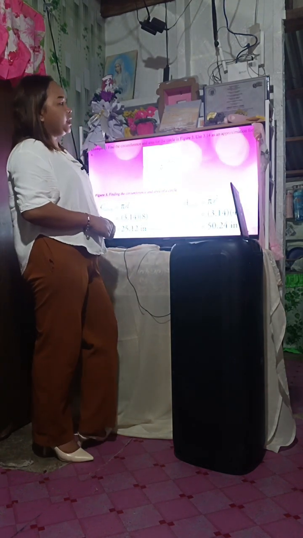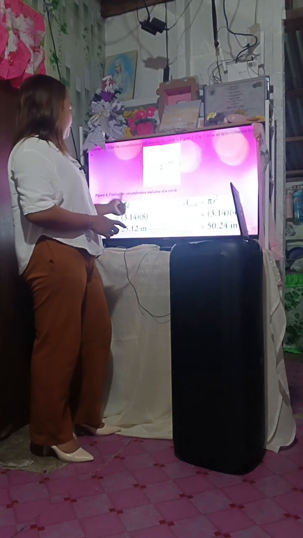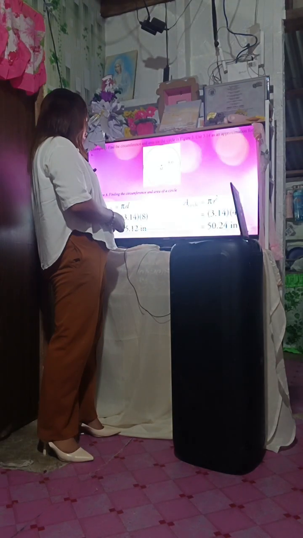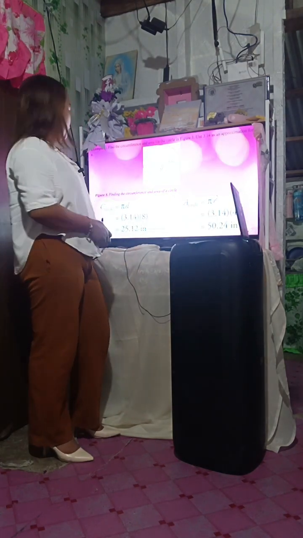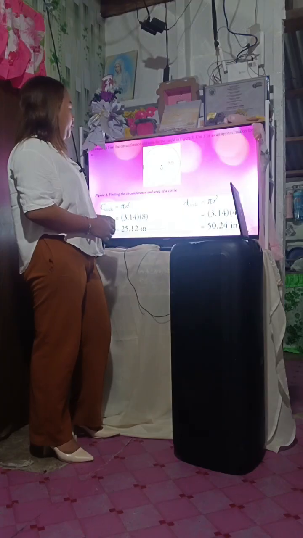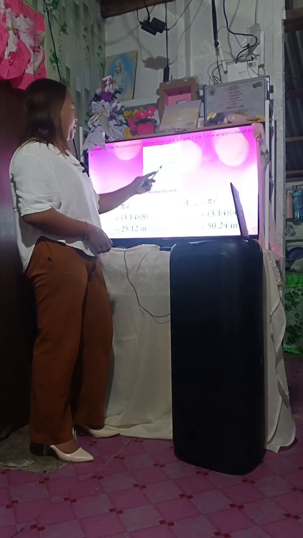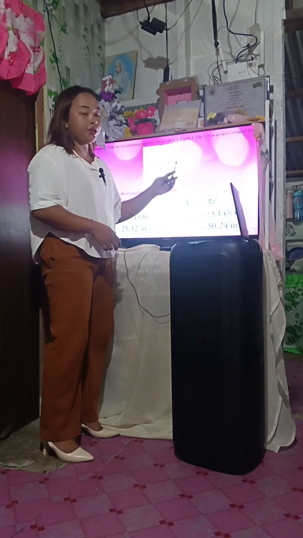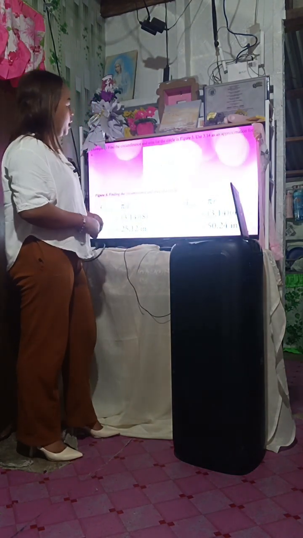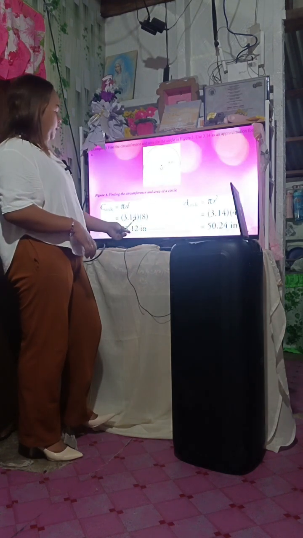So next example, find the circumference and area of a circle in figure 3. Use 3.14 as an approximation for pi. So in finding the circumference and area of a circle, we will use the formula: circumference of a circle is equal to pi times the diameter. So our value of pi here is 3.14 times the diameter, which is 8, because half of the diameter is the radius. So our radius is 4 inches, so our diameter here is 8. So 3.14 times 8 is equal to 25.12 inches.